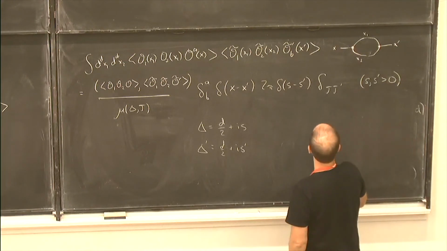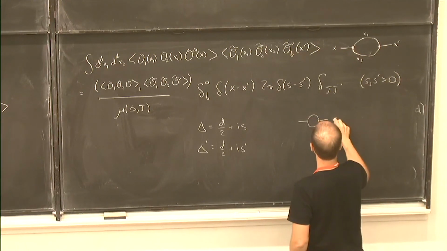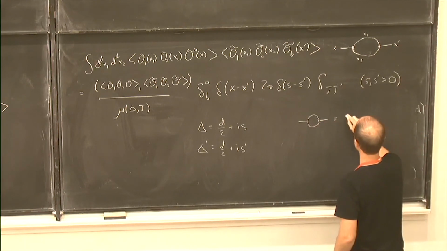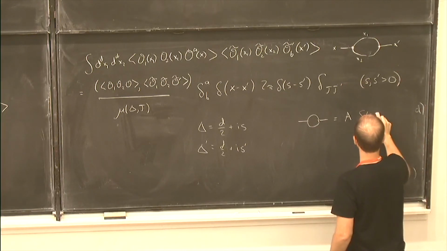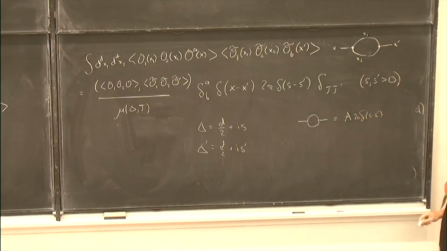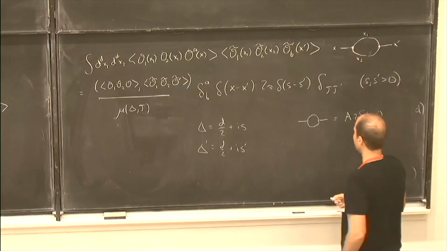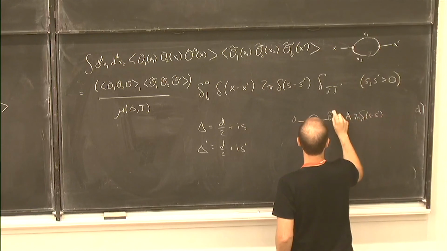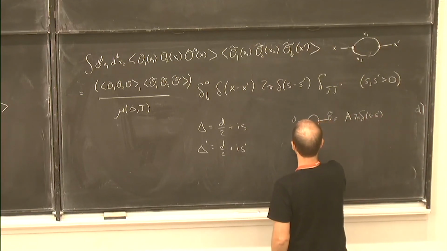which is, okay, so what you do is you write that this bubble is equal to some unknown coefficient times delta of s minus s prime. You set s equal to s prime. I didn't expect to talk about this. So here's O and here's O prime tilde. So you set s equal to s prime, and you get something that looks like this.